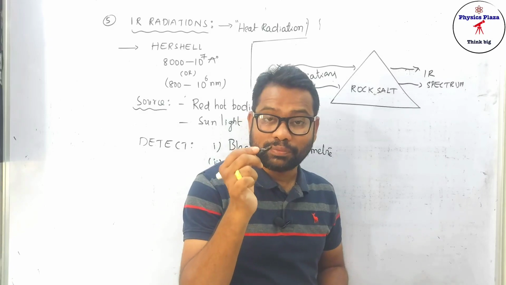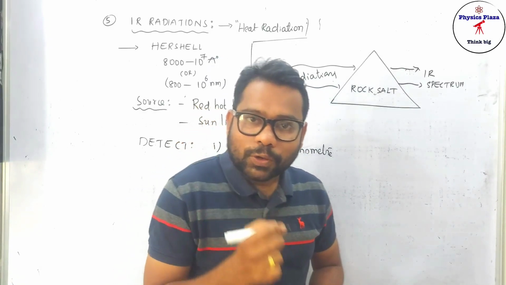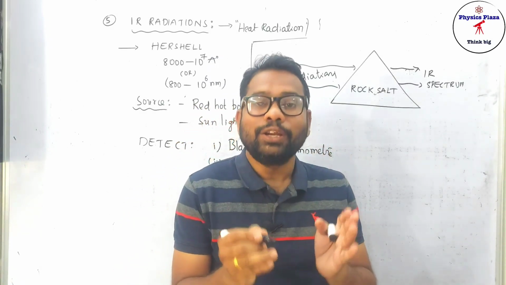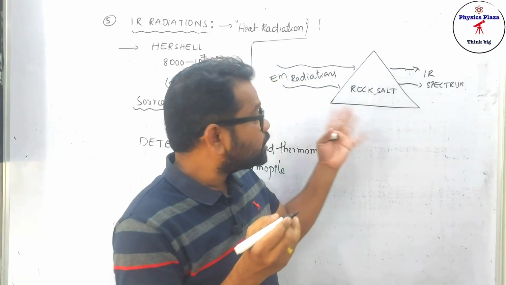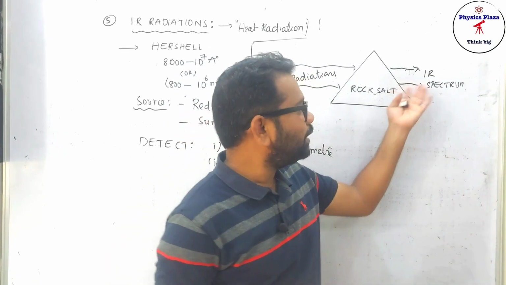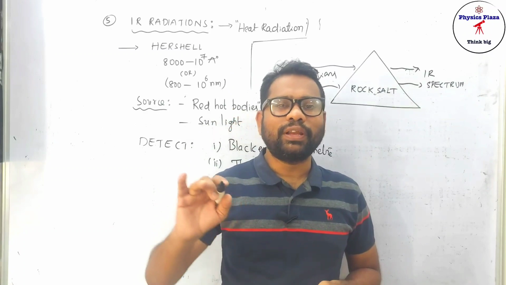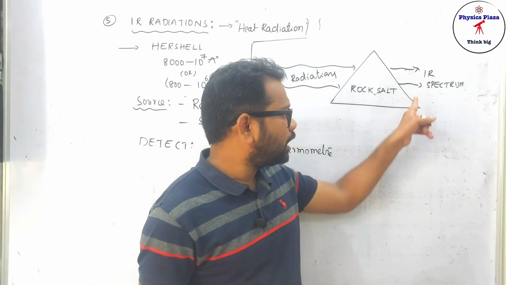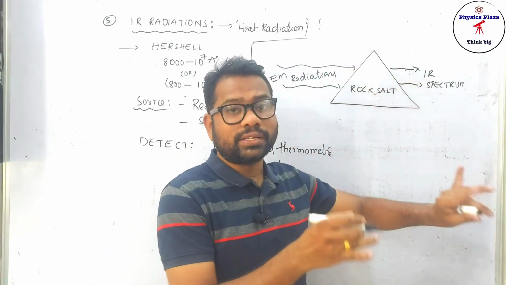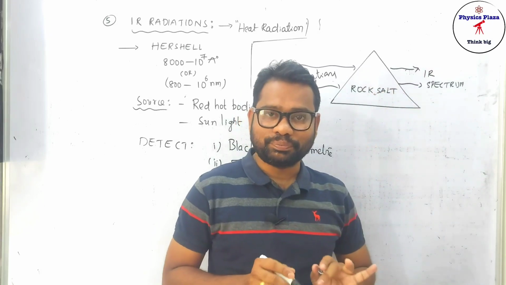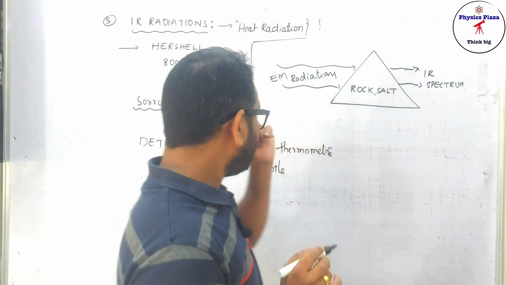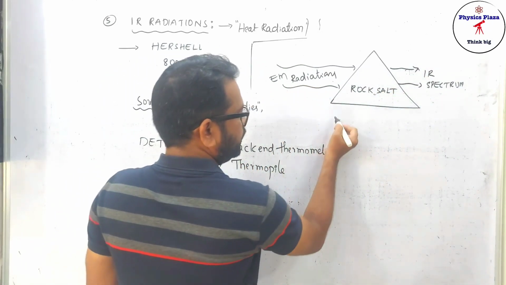Children, it's an examination point, very, very important here. So a rock salt prism is used to obtain an infrared spectrum. So why not glass? Again, a glass prism can obtain all radiations including the infrared spectrum. Is it clear? Fine. And children, come to the application part.